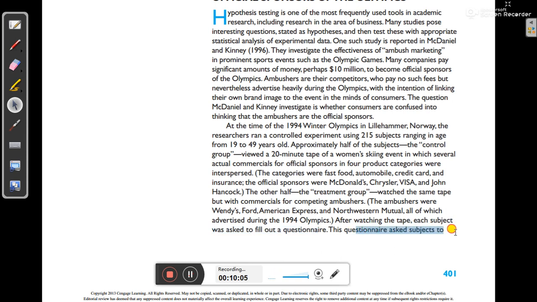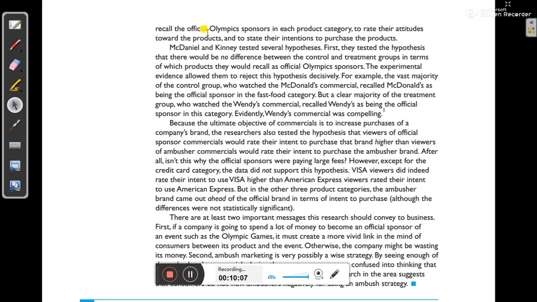This questionnaire asked subjects to recall the official Olympic sponsor in each product category, to rate their attitudes towards the products, and to state their intention to purchase the products. McDaniel and Kinney tested several hypotheses. First, they tested the hypothesis that there would be no difference between control and treatment groups in terms of which product they would recall as Olympic sponsors. The experimental evidence allowed them to reject the hypothesis decisively.